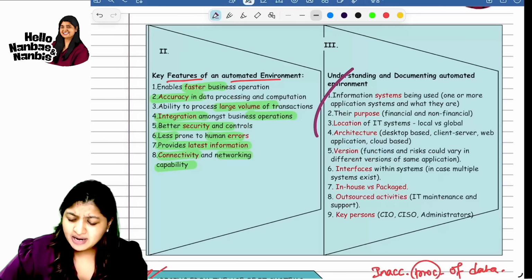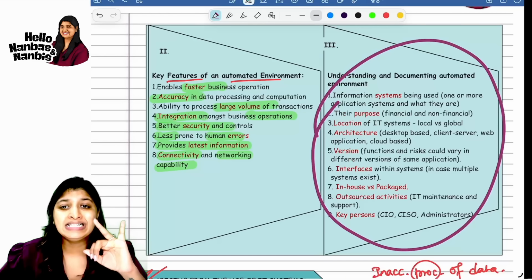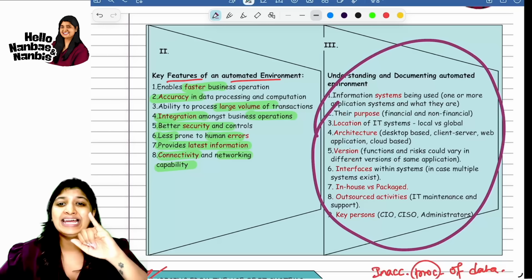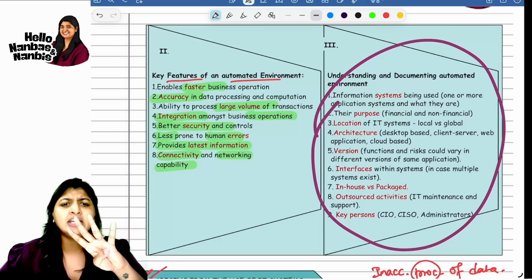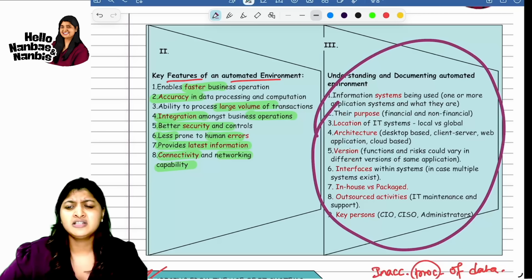For documenting the automated environment, you have to document about the information system, what is the purpose, location of IT system, architecture, version, interfaces, whether it is in-house or packaged, what are the outsourced activity and who are the key people, that is Chief Information Systems Officer, the administrators and all those people.